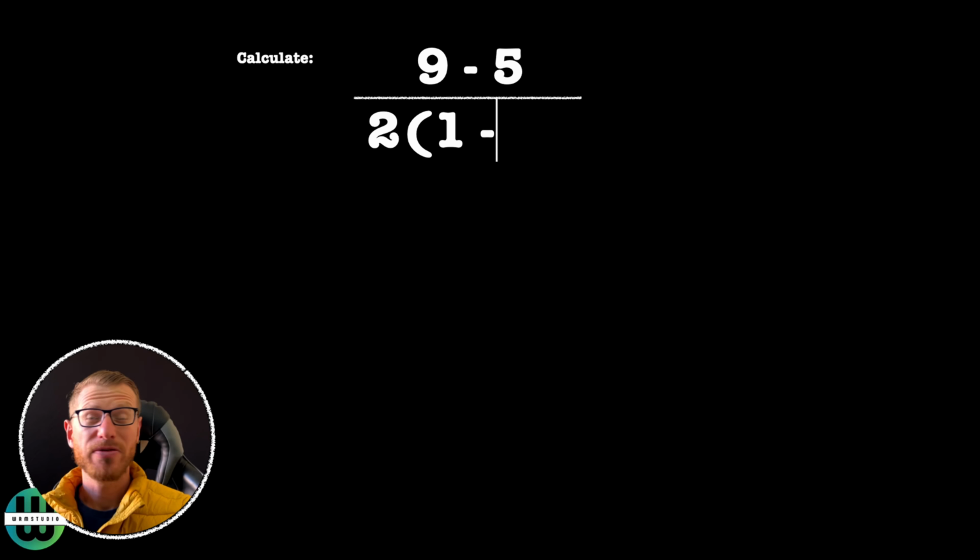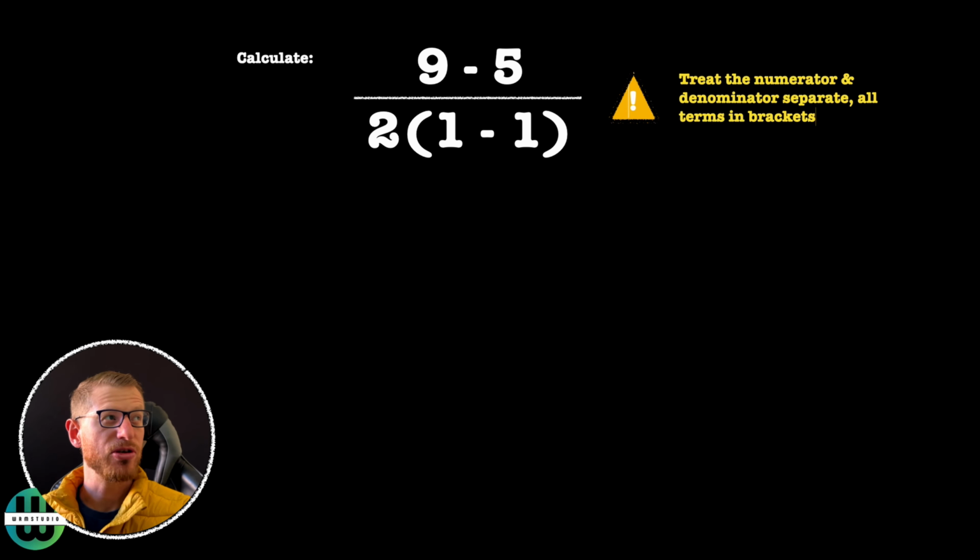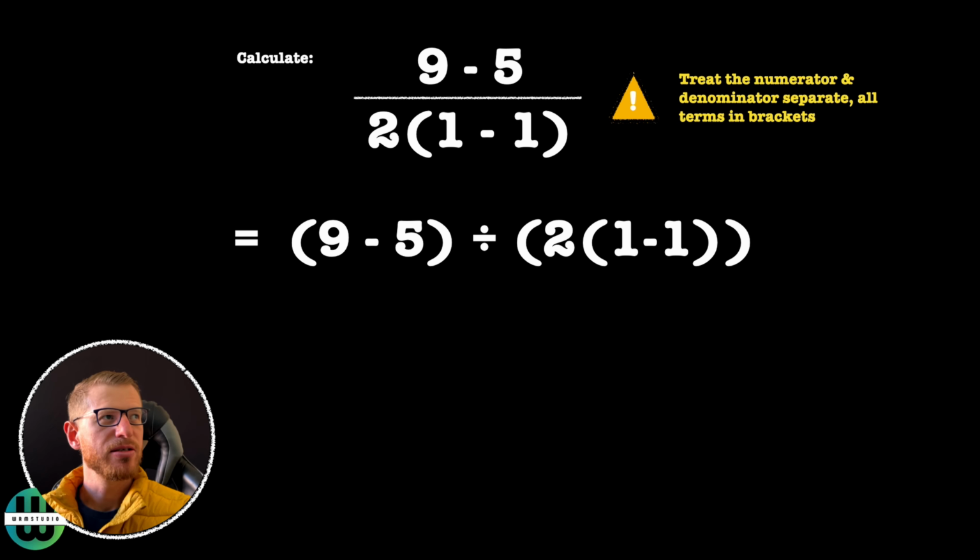Now let's calculate 9 minus 5 over 2 times bracket 1 minus 1. This one's going to look a little bit more complex when I rewrite it, but again, I'm going to treat the numerator and the denominator separately, all my terms in brackets. So I'm going to have 9 minus 5 in brackets divided by brackets 2 nested brackets 1 minus 1, and then I close my big brackets.